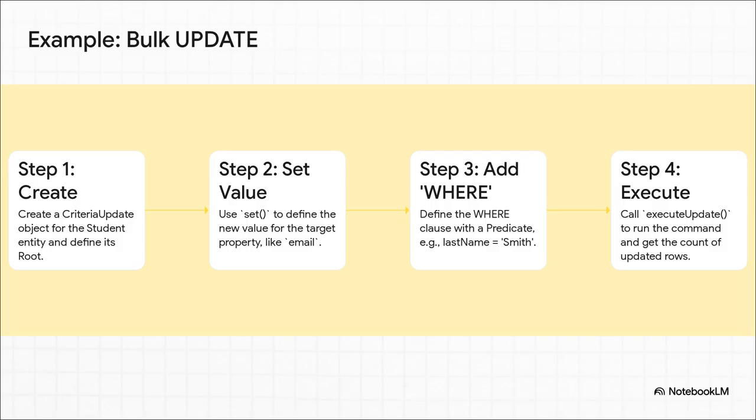We start by creating a criteria update object and defining its root. But instead of selecting data, we use the set method to say what we want to change. Then, just like before, we add our where clause using a predicate. And the final step is to call execute update, which fires off one single efficient command to the database and tells us how many rows it changed.